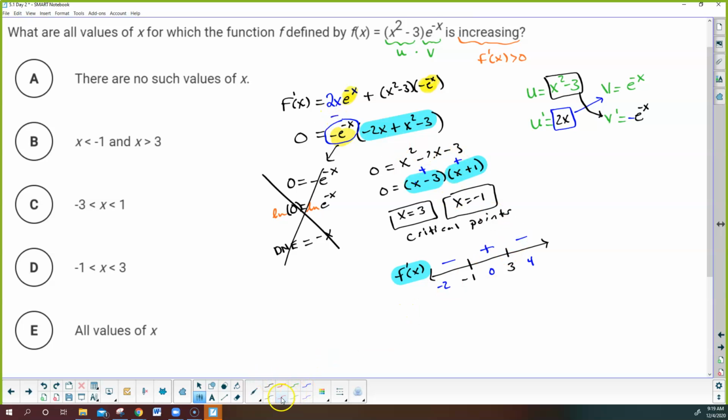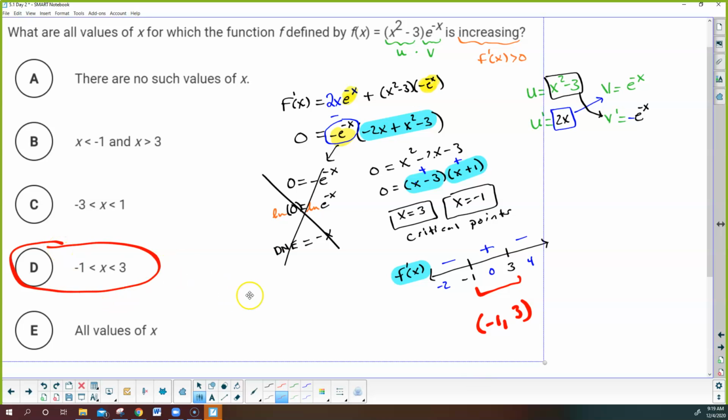So now I know when my function is increasing. It's increasing from negative 1 to 3 because that's where the derivative will be positive. So I could write it this way or answer D.